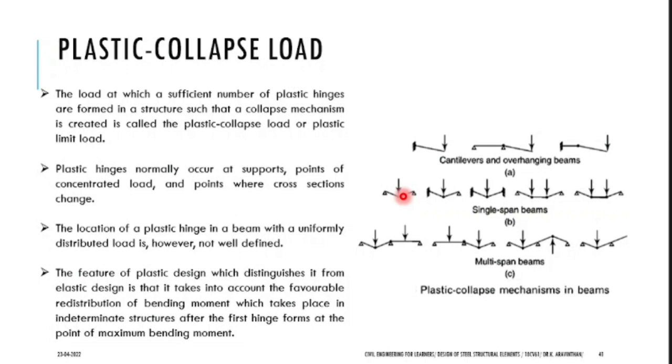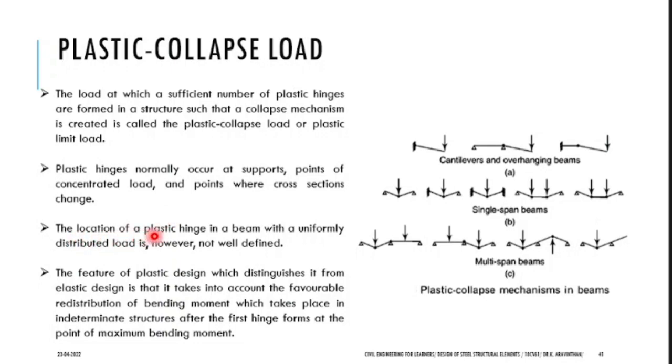The plastic hinge normally occurs at the support. So from this point you can understand that hinges will only occur at the supports, not in the other area. The points of concentrated load and the points where cross sections are changed. So this is important, you can underline this. Where you can find the plastic hinges: first is at the joint, second at the loading points, third at the places where you have cross sectional change. These are the three conditions for plastic hinge.